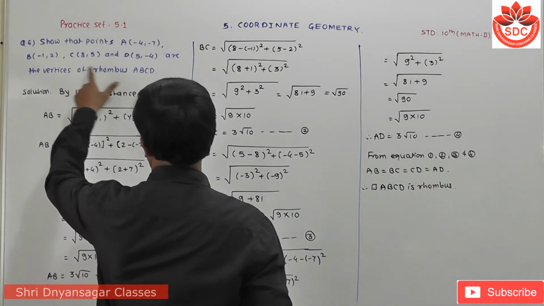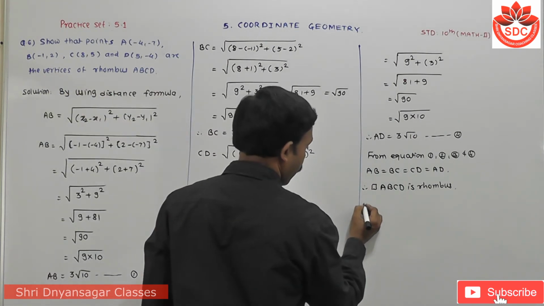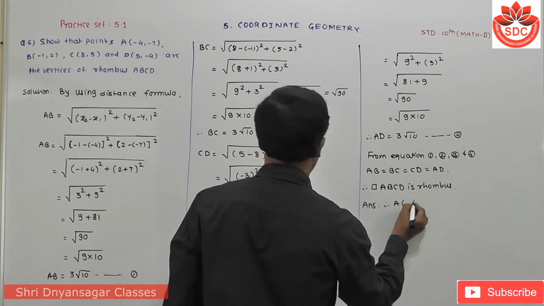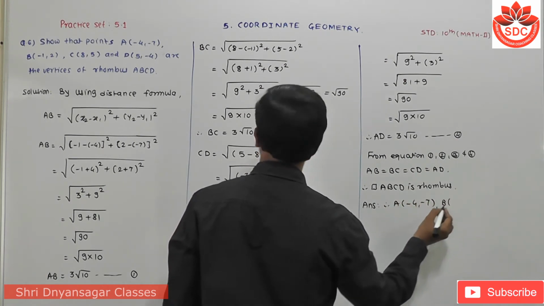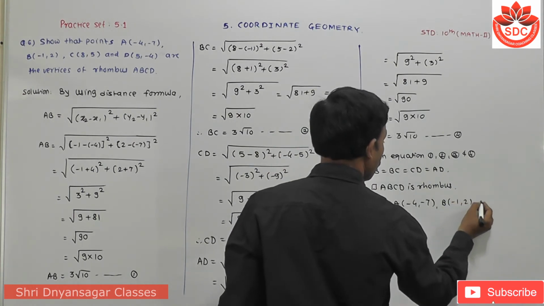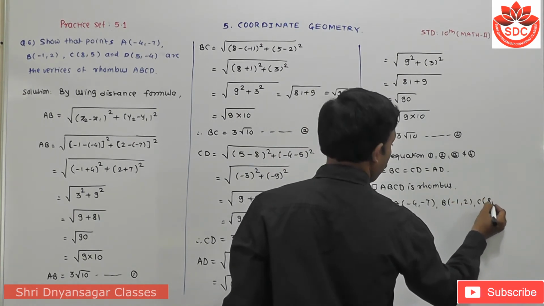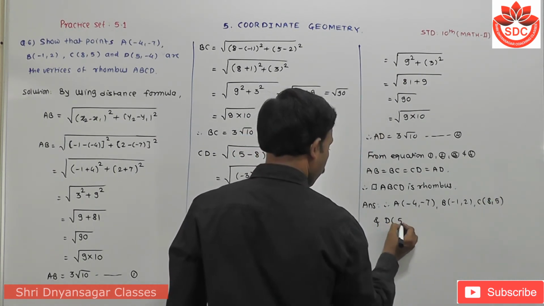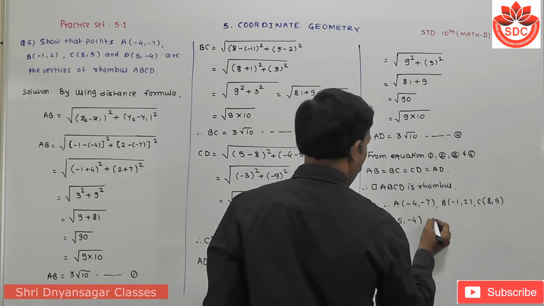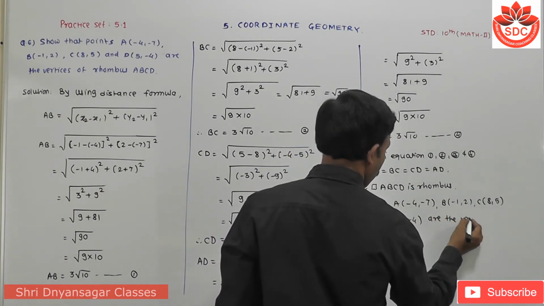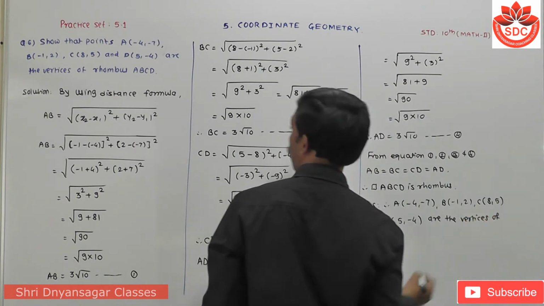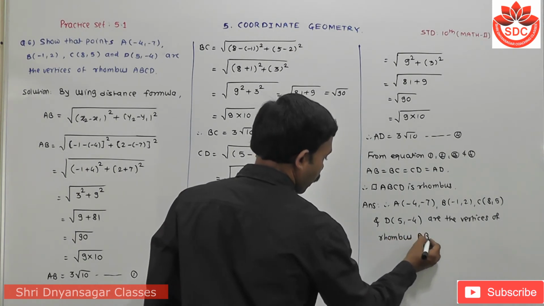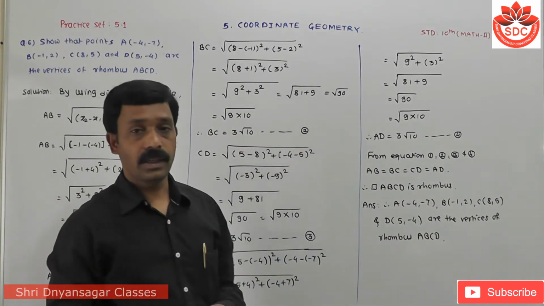Now we have to show that all these points are vertices. So I have to write the answer in a full sentence. Answer: Therefore A having coordinates (-4, -7), B having coordinates (-1, 2), C having coordinates (8, 5) and D having coordinates (5, -4) are the vertices of rhombus ABCD. Okay, we take the next question.